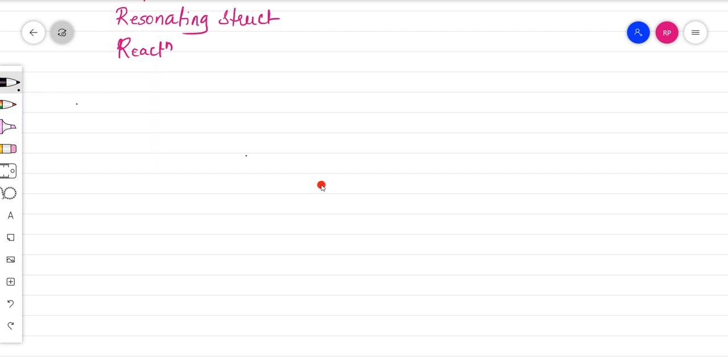So write down the first one is pyridine N-oxide. Okay. Pyridine N-oxide. Fine. Written. Now we will do first its preparation. Okay. So can anyone tell me what is the easiest way?